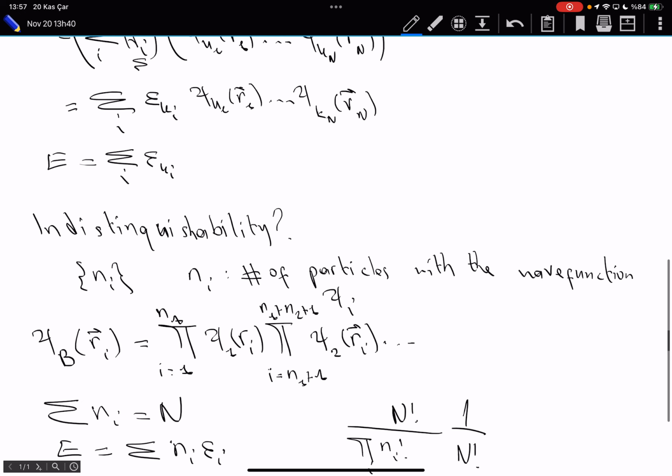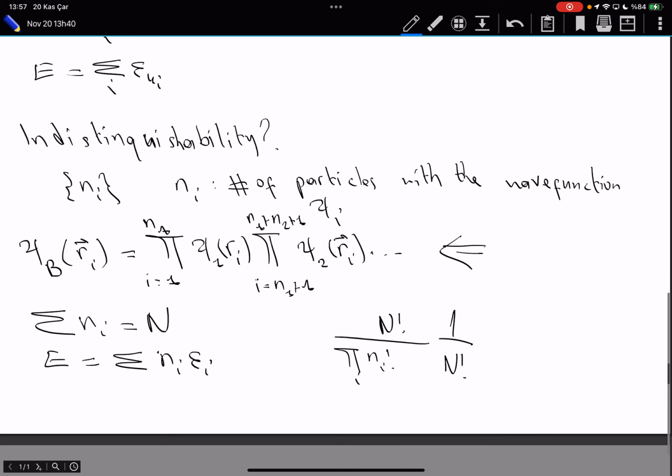And this is one such wave function where I have N1 particles in psi1, the particles from R1 to R n1 are in psi1, the particles from R n1 plus 1 to R n1 plus n2 are in state 2, etc. And B stands for bosons. No? Not yet. I haven't yet defined the bosons or fermions. B will stand for Boltzmann. So this is what we did in classical physics. We had implicitly that weight 1 over the product of ni factorials.